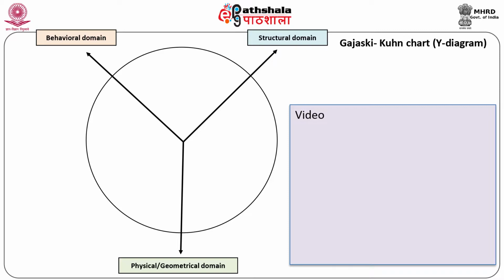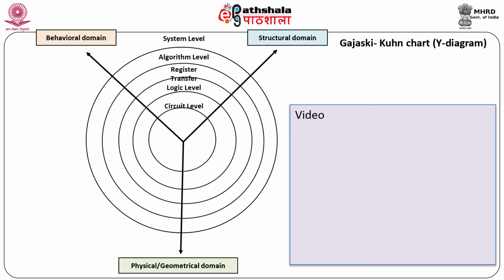The outermost circle gives the highest level of hierarchy. The 5 hierarchy levels are shown by the 5 concentric circles. Let us label them from the outer or highest level of hierarchy to the innermost circle, namely system level, algorithm level, register transfer level, logic level and circuit level.